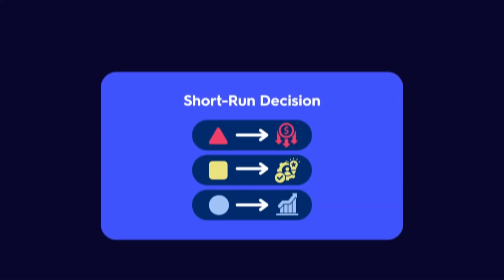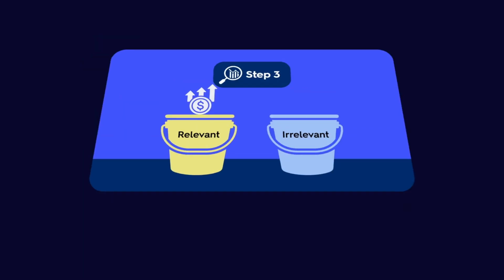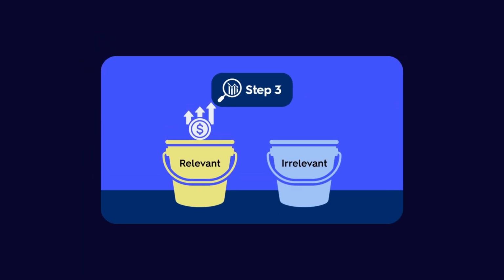So far, we have covered what short-run decisions are, how the 5-step model works, and why relevant costs matter more than costs that do not change.